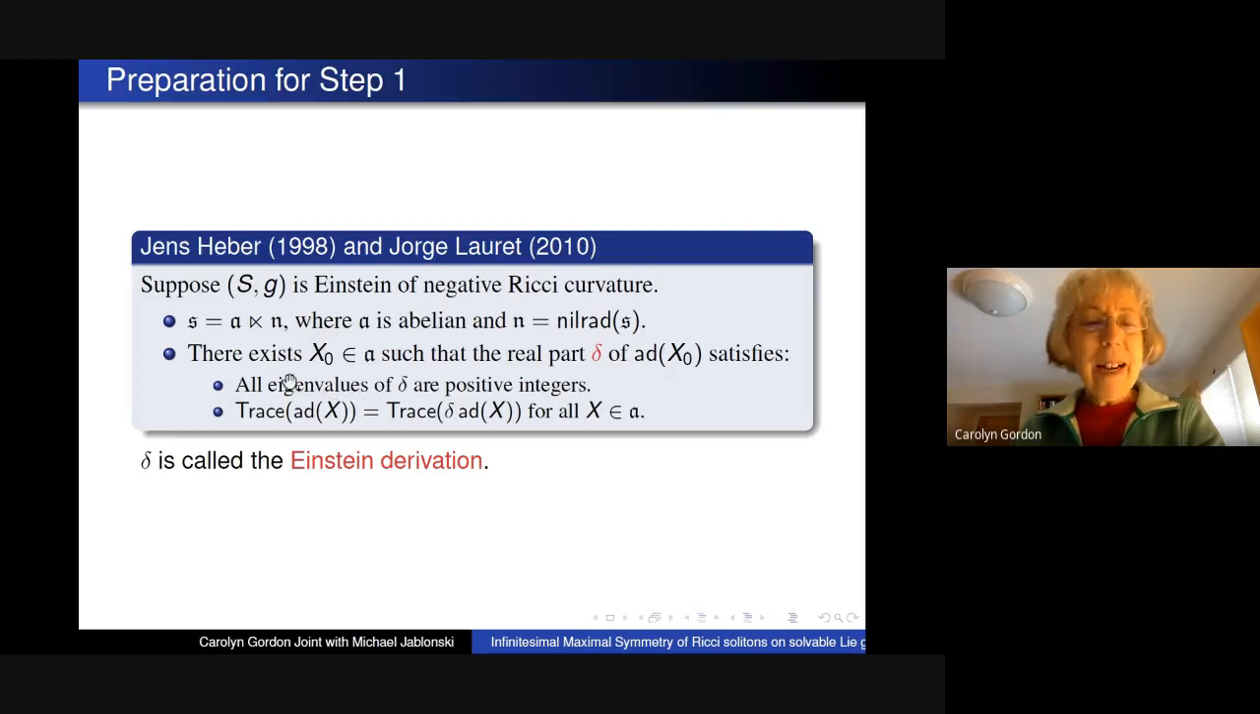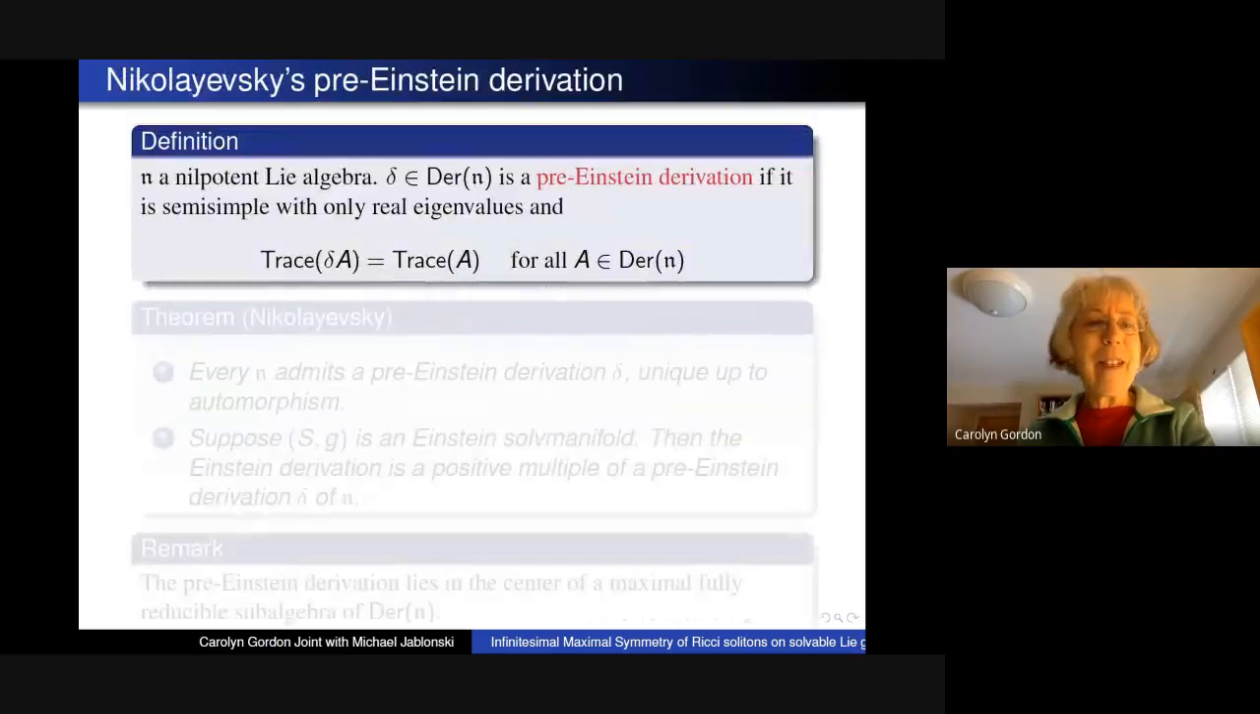And it satisfies the properties that all its eigenvalues are positive integers, and the trace of ad x is the trace of delta composed with ad x for all x in A. These conditions aren't so important. What's important is that there's a special derivation, which is what we'll need. So delta is called the Einstein derivation. I should say the proof actually uses all these facts, but the main thing is that there's a special derivation.